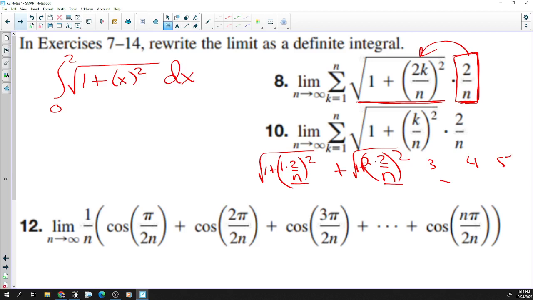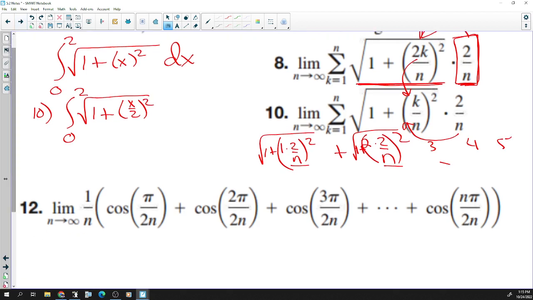Now if you look at number 10, there's something missing. The 2 is missing. That 2 is not there. So when we plug 2 over n into this, the 2 is gone. So that means in the function there must be a 2 in the denominator. Now we're still cutting 2 into n pieces. We have the square root of 1 plus, and it must be x over 2 squared to get rid of the 2 every time we plug that in.